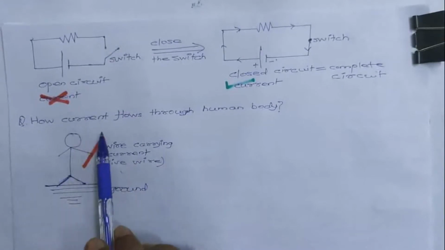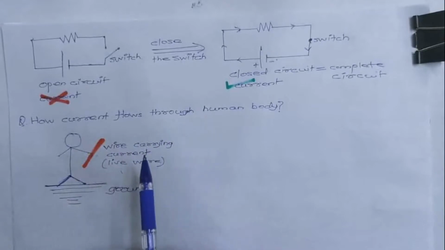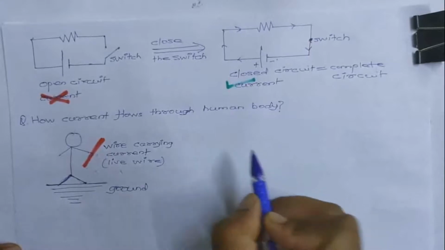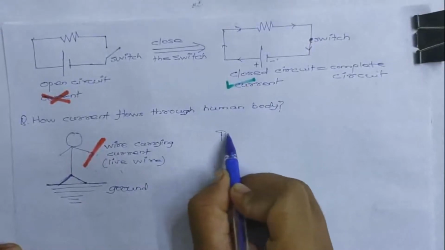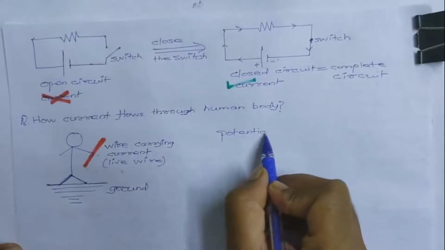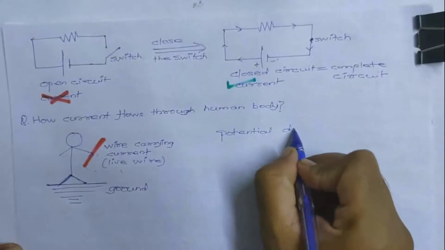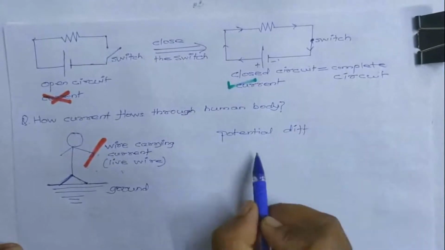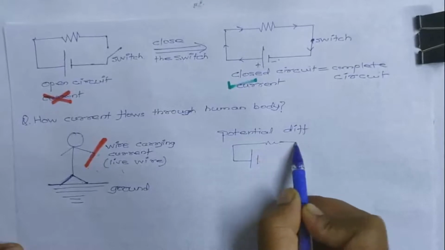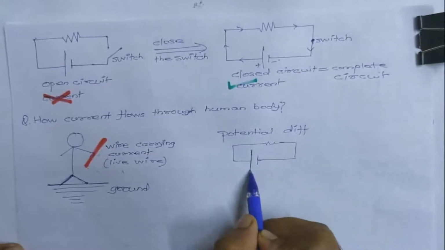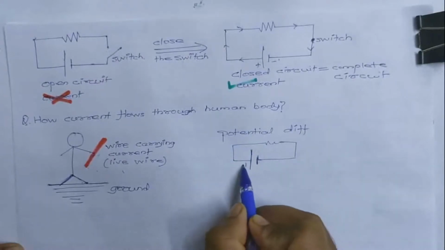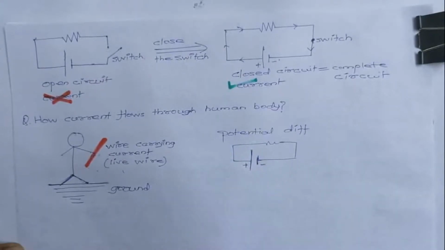Let us see how current flows through the human body. Before I come to this, we need to understand one concept which is called potential difference. We discussed for some time what potential difference is. This causes the potential difference: this end is positive and this end is minus.